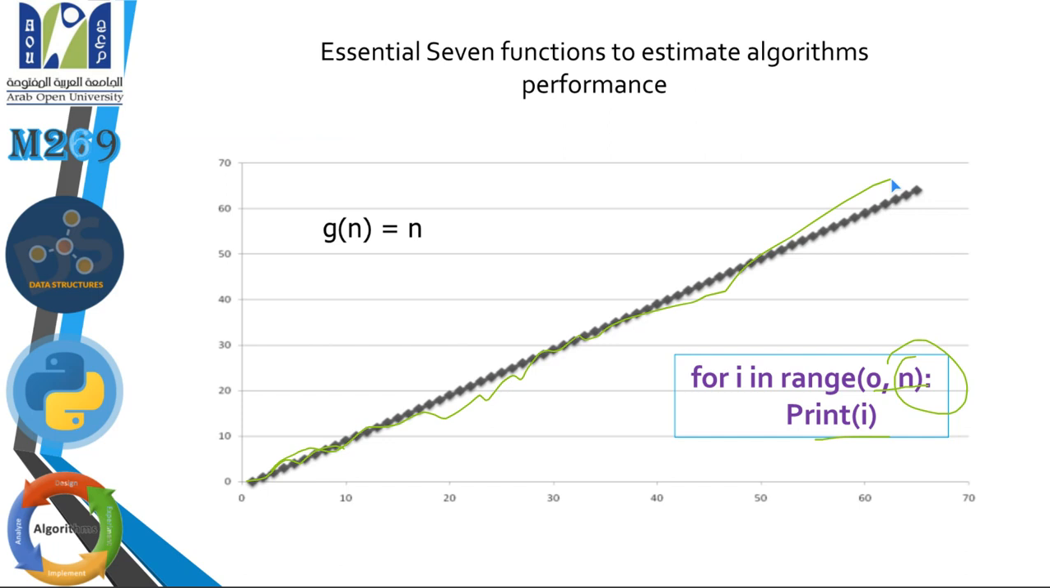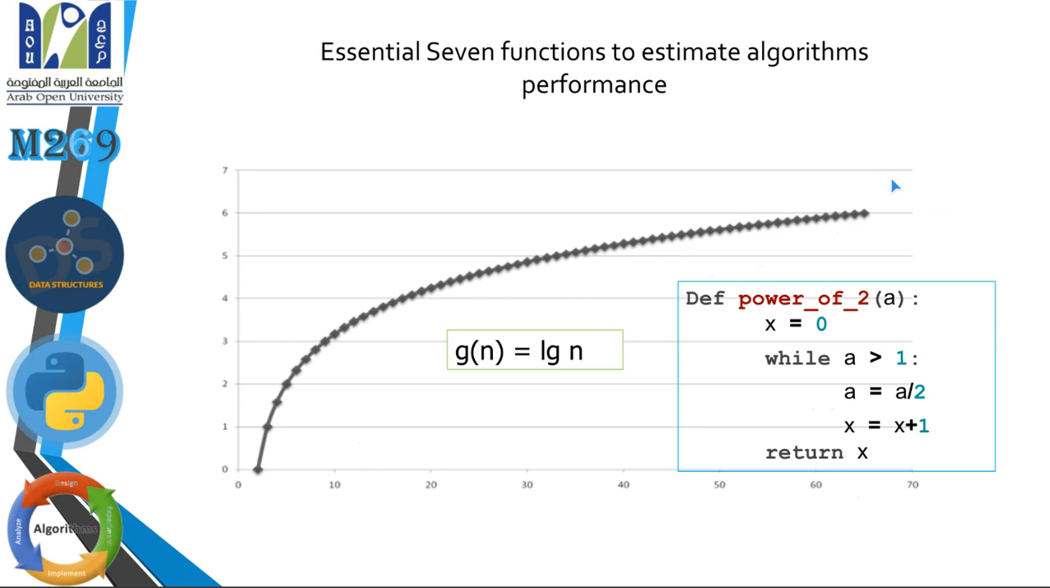So this is how we estimate the execution of this function. And if we have another function here, see, we have the power of 2, this is another function. We have a while statement. While a is greater than 1, it will go through this direction, else it will go through the other direction. So we have two directions, and only one of them is going to be executed.